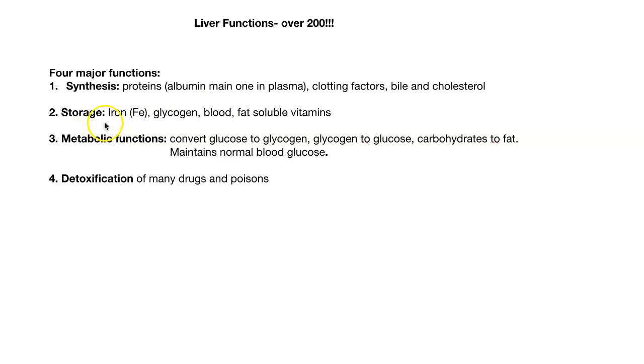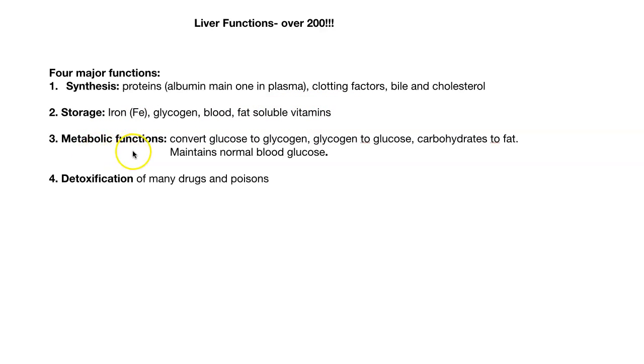And it's also a storage site for iron and glycogen. We've talked about glycogen before. That's just stored glucose. It stores blood and some fat-soluble vitamins. This is why people like to eat liver. They say liver is a healthy organ because it has all this stuff. But don't eat liver unless you know where it's coming from.